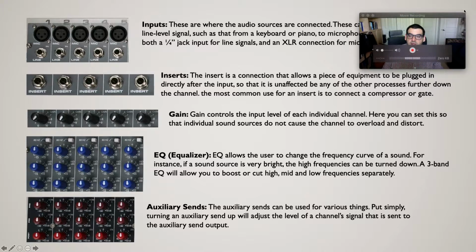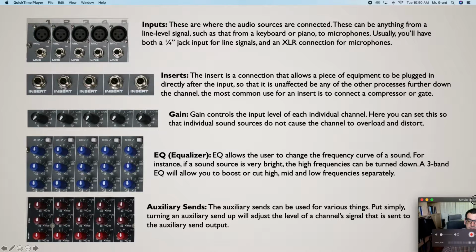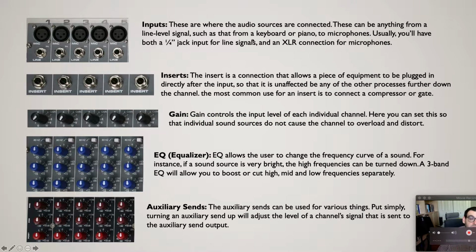So let's take a look at the channel specifics in a little more depth here. At the top of our channel, we have our inputs. These are where the audio sources are connected. These can be anything from a line level signal, such as from a keyboard or a piano, to microphones. Usually, you'll have both a 1/4-inch jack input, a line input here, and an XLR input here for a microphone.